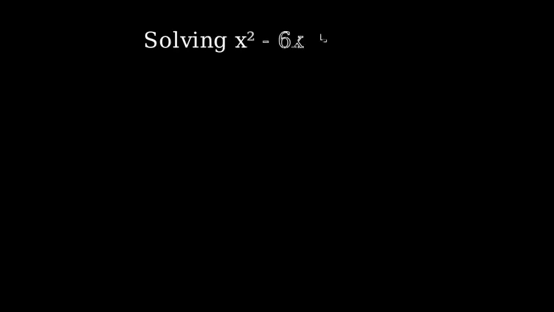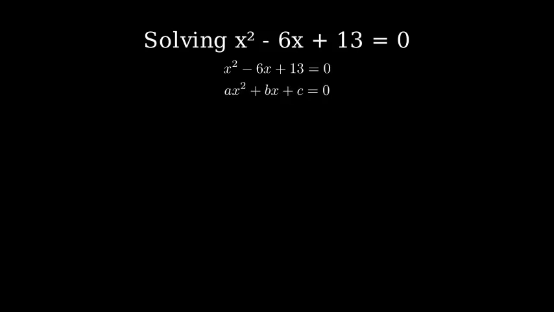Let's solve the quadratic equation x squared minus 6x plus 13 equals 0 using the quadratic formula and analyze its roots. First, let's identify the coefficients by comparing our equation to the standard form of a quadratic equation, ax squared plus bx plus c equals 0. In our equation, a equals 1, b equals negative 6, and c equals 13.